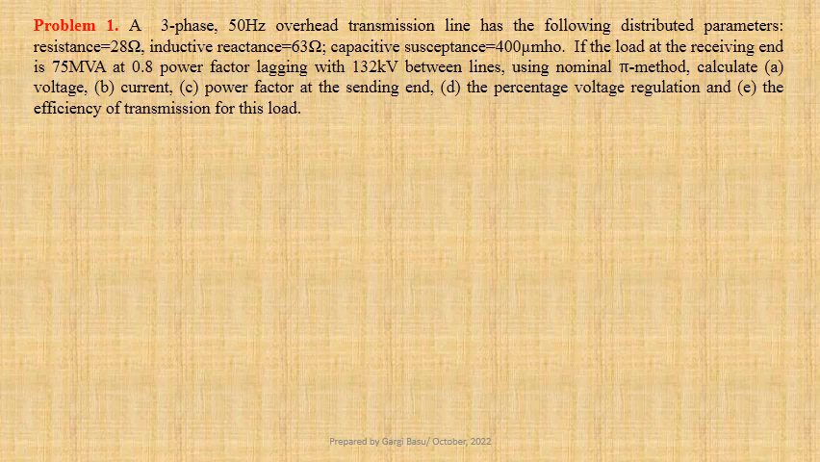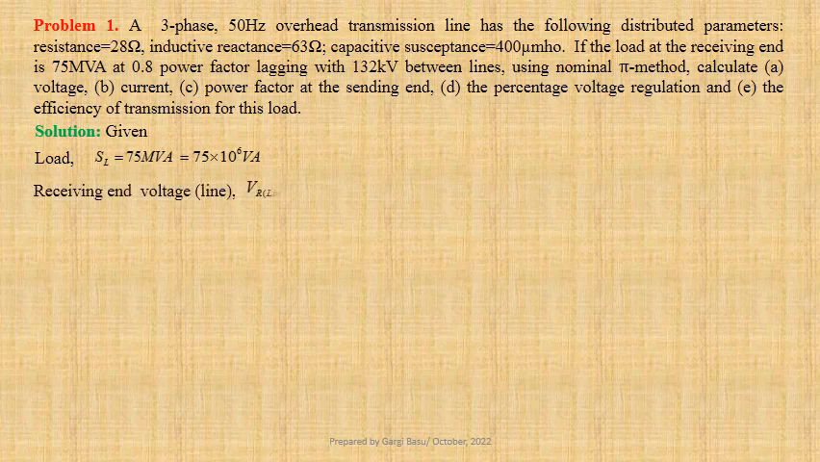Let us first write down the given data. Load SL equals 75 megavolt ampere, that is equal to 75 into 10 to the power 6 volt ampere. Line to line receiving end voltage VR line equals 132 kilovolts, that is equal to 132 into 10 to the power 3 volts.